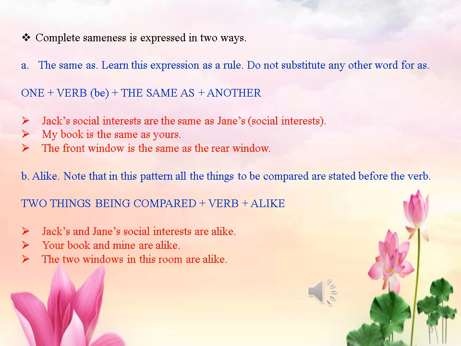Be alike. Note that in this pattern all the things to be compared are stated before the verb. Two things being compared verb alike. Example, Jack's and Jane's social interests are alike. Example, your book and mine are alike. Example, the two windows in this room are alike.